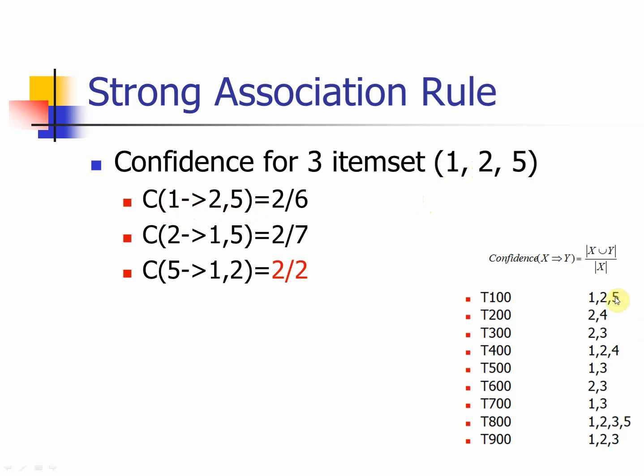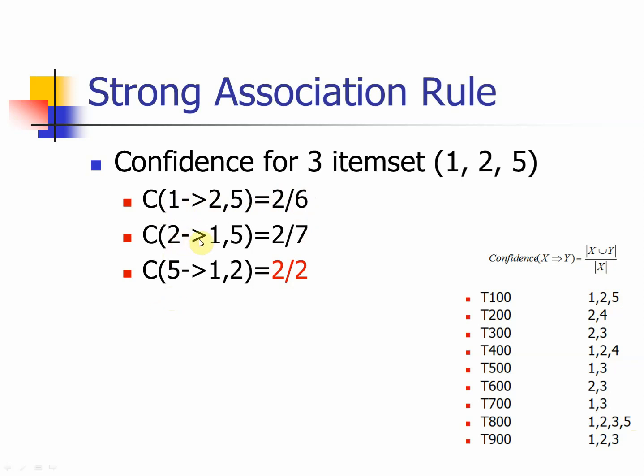So 1 totally occurs 6 times, and then how many times do 1, 2, and 5 all occur together? We will see that 1 and 2. That's why it's 2 out of 6 times that item 1 has occurred. Obviously, this is not going to pass our minimum confidence.